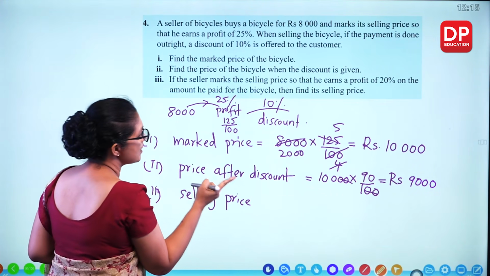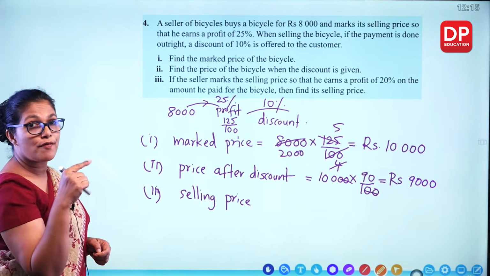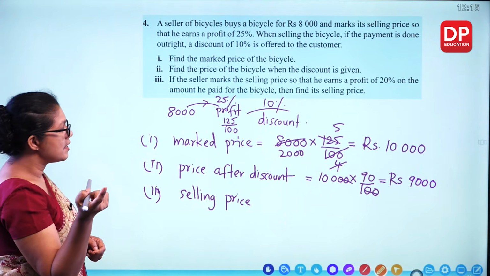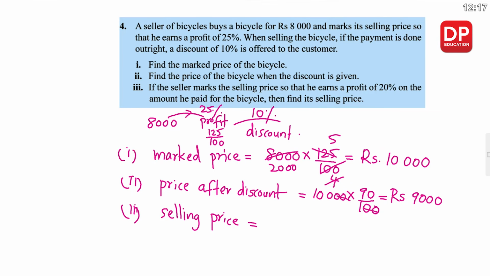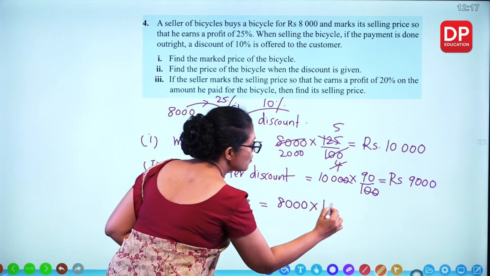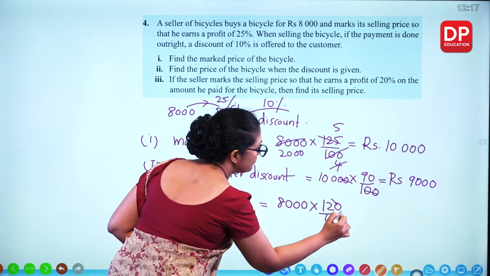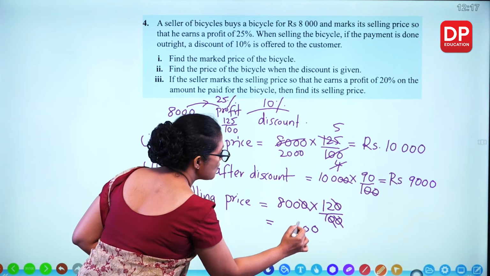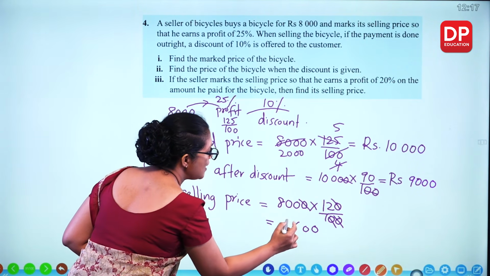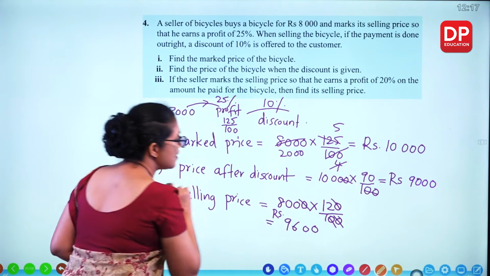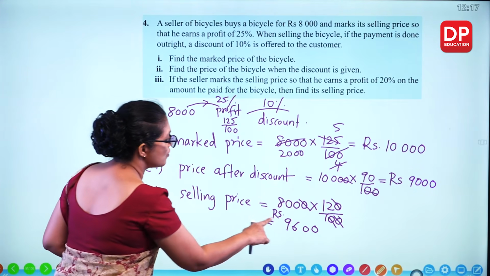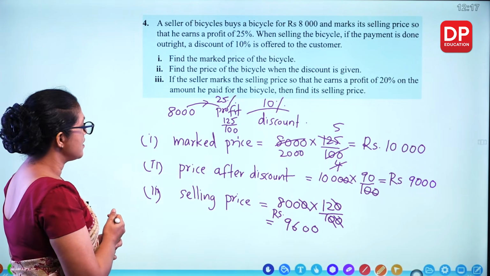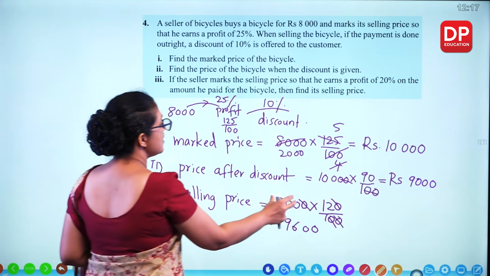Selling price is equal to 20% of that. So if this is 100 with a profit, you have to sell it for 120. So the price he bought is 8,000 and 20% profit. So 120 over 100. 0, 0, 8 times 2, 16, 8 times 1, 8 plus 1, 9. So 9,600. So that's the selling price here.